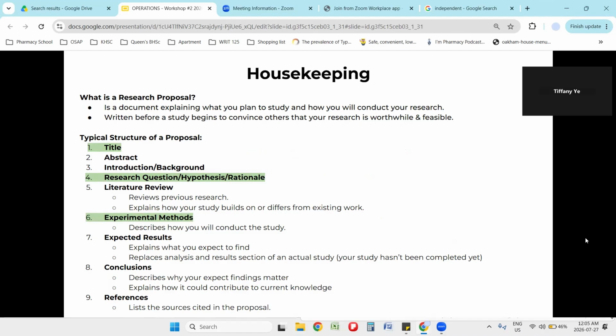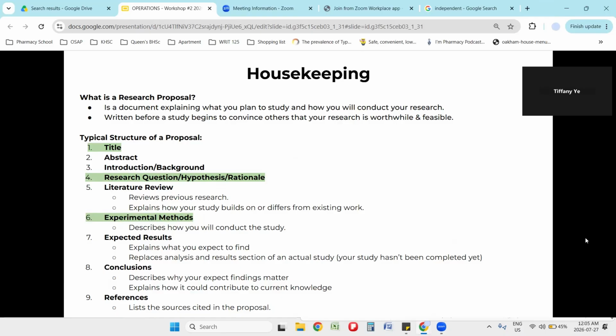So in your case, you will be developing a research proposal to present to a panel of judges at our physical in-person symposium, and you will be convincing that panel why exactly your topic is interesting and important to the scientific community. So we also wanted to explain to you guys what a typical structure of a proposal is.